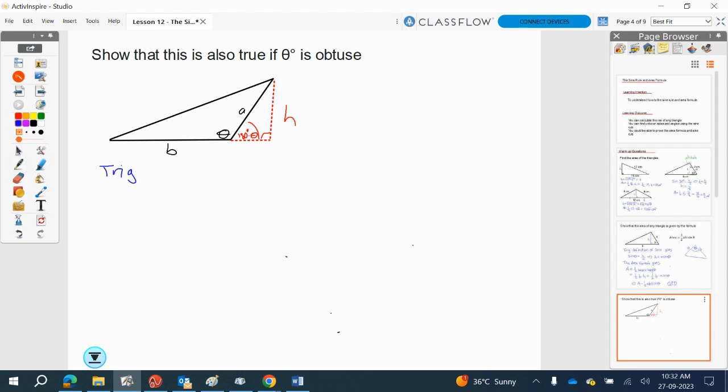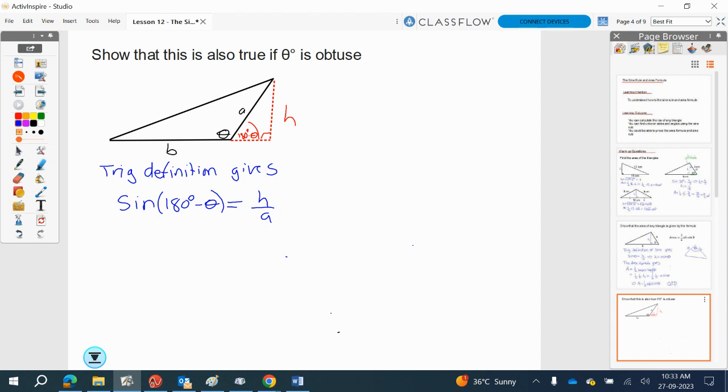Trig definition is: sine of 180 minus theta is equal to the opposite, h, over a. Okay, can we simplify sine of 180 minus theta?